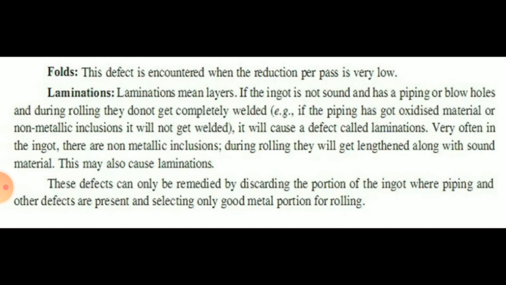These defects can only be remedied by discarding the portion of the ingot where piping and other defects are present and selecting only good metal portion for rolling. So this is regarding the rolling defects and its remedies.